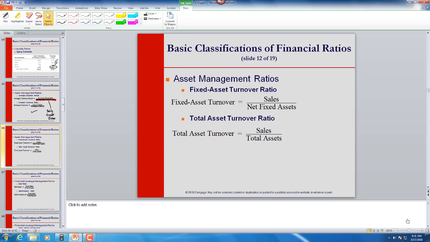Basically, every company has some assets from which they try to generate sales. Some companies do a very good job of generating a lot of sales out of the assets. Some don't. So this shows how efficiently you are using your assets to convert them into sales. The higher this ratio is, the better off you are. Especially this one, fixed asset turnover ratio. It shows how well you are using your fixed assets. Total asset turnover ratio includes current assets too. That's the other turnover ratio.